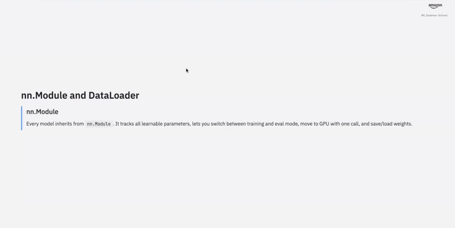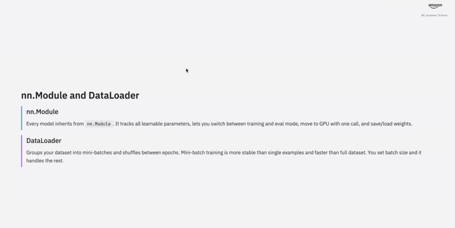Third, we have nn.Module. Every model you build in PyTorch inherits from nn.Module. What this gives you is parameter tracking. PyTorch automatically keeps a list of all the learnable weights in your model. It also lets you switch between training mode and eval mode, move everything to GPU with one call, and save and load weights. Fourth and the last one is the DataLoader. Instead of feeding your data one example at a time, DataLoader groups your dataset into mini-batches and shuffles them between epochs. Mini-batch training is more stable than single examples and faster than using the full dataset. You tell it the batch size and it handles the rest.